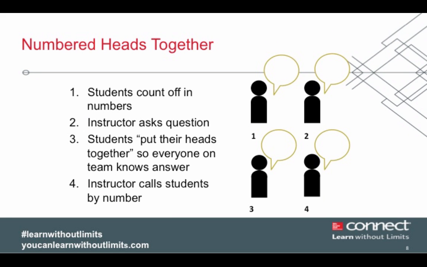Another way to engage students with discussion is a technique called numbered heads together. In this technique, students are formed into teams of 3 to 6. They then count off, and each team member is assigned a number. The instructor then poses a question. Students put their heads together and discuss the issue so that everyone on the team knows and understands the answer. And then the instructor calls on students by number to answer the question for the class.